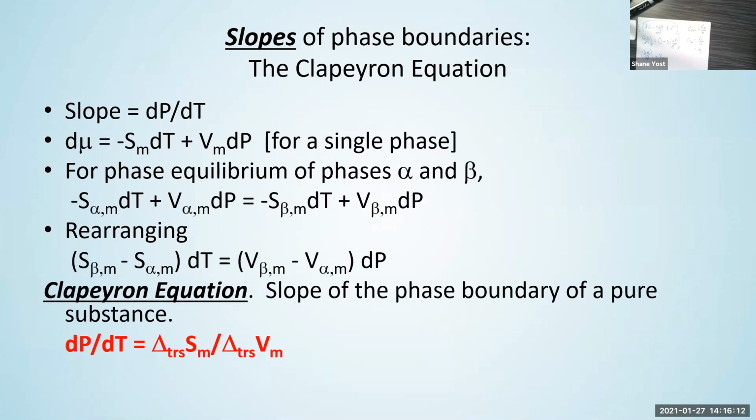So, questions about this Clapeyron equation, interpretation of it?